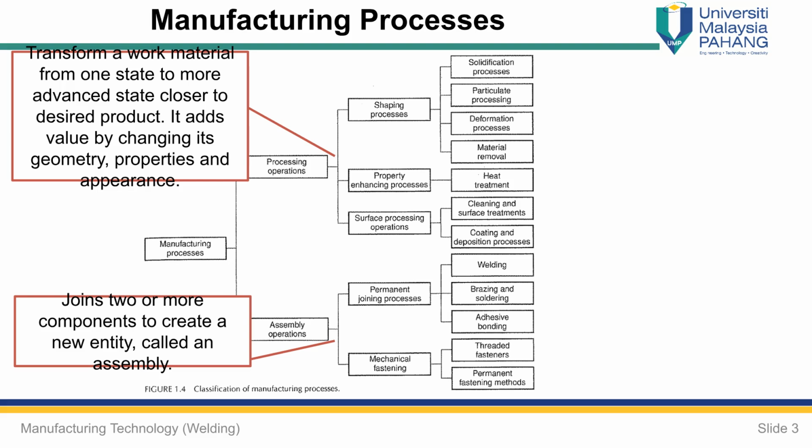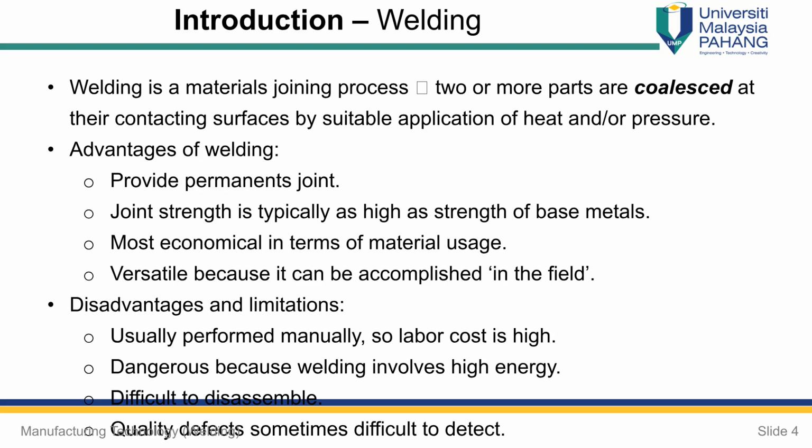Manufacturing processes involve transforming a work material closer to the desired product, adding value by changing its properties. Assembly operations, such as welding, join two or more components to create an assembly. Welding is a materials joining process that coalesces two or more parts using heat or pressure.